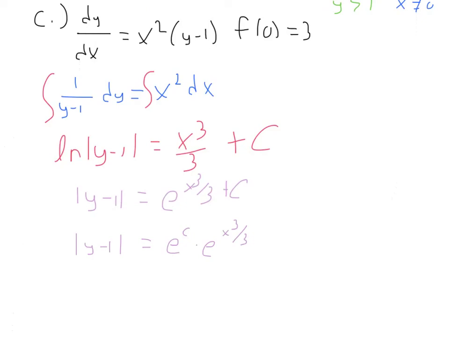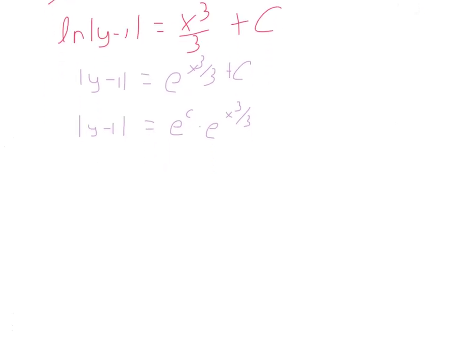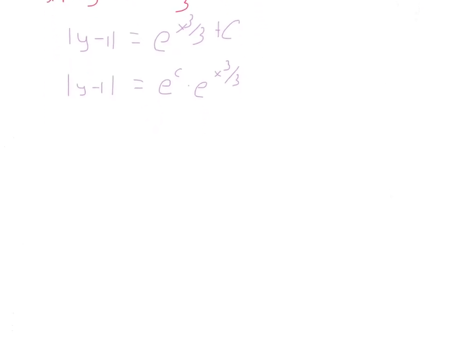But a constant is a constant. y minus 1 will equal k times e to the x to the third over 3, where k is plus or minus, because of the absolute value symbol, e to the c. So we're going to solve for k, where it's a little bit easier, where we don't have to worry about that constant being the exponent of e, but rather that whole constant there.